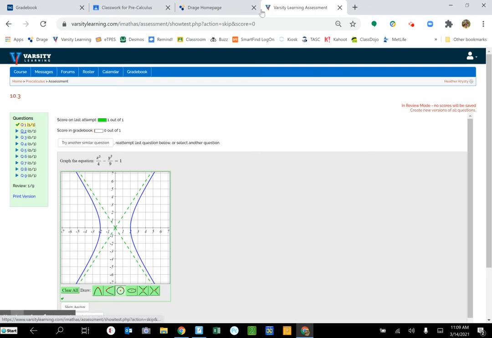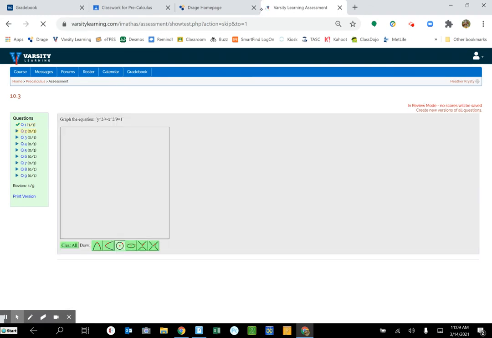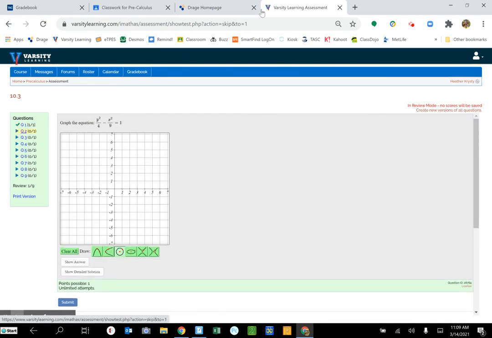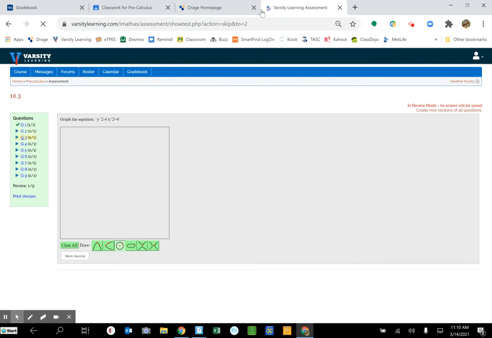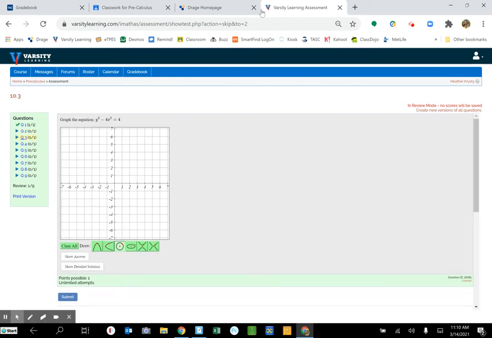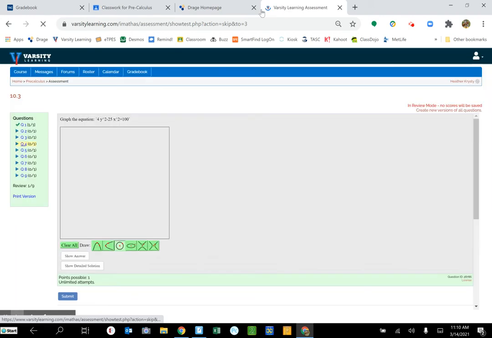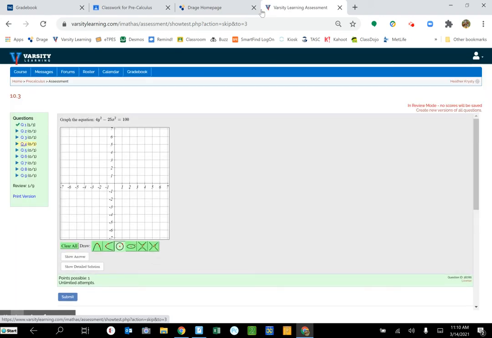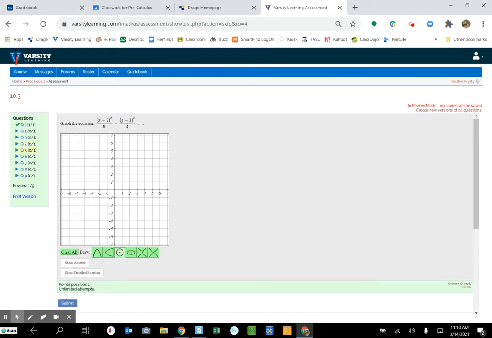Okay. Let's see what number 2 looks like. All right. That one's very similar, except it's going to be a vertical one instead of horizontal. Let's check out number 3. That's like the one I just did a moment ago where it's not equal to 1, so you have to divide. This one's similar. Again, you have to do some division. All right, this guy is already in standard form. Let's see if there's a vertical one. I just want you to see a vertical one because we haven't. Oh, perfect. Okay, so this one's vertical.